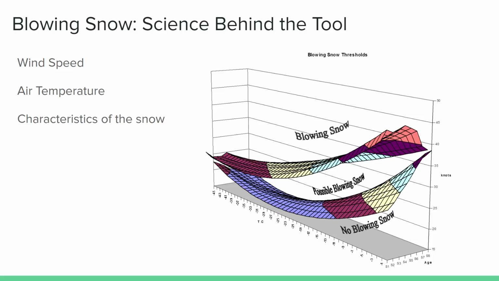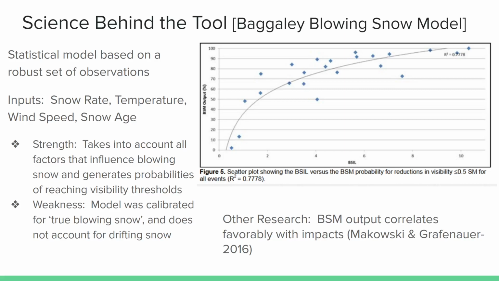One of the big drivers behind this is the Bagley blowing snow model from Environment Canada, which takes into account that wind speed, that air temperature, and the characteristic of the snow. Again, what's powering all this is the Bagley blowing snow model, research from NWS La Crosse, and the blizzard capital of NWS Grand Forks, North Dakota, and also by Takeuchi.